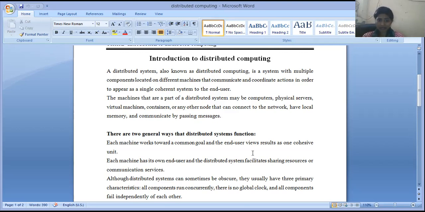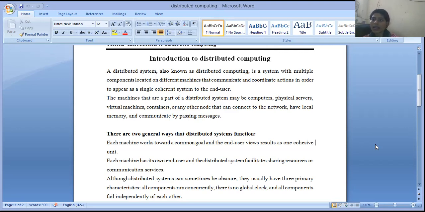A distributed system, also known as distributed computing, is a system with multiple components located on different machines. These multiple components or machines communicate with each other in order to appear as a single coherent system to the user.